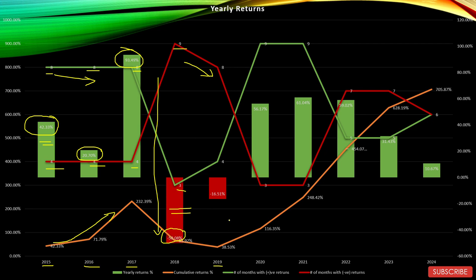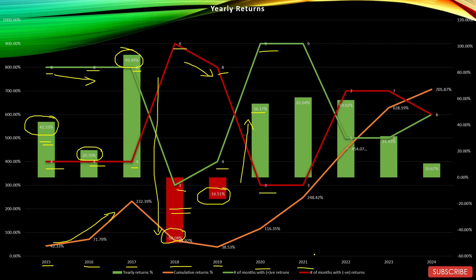In 2019, the situation actually does not improve much, and the sector again gave negative returns. In that year, it gave returns of minus 16.51% with 8 negative months and 4 positive months. But after these 2 years, the sector rebounded in 2020 and gave very good returns of 56.17% with 9 positive months and 3 negative months.